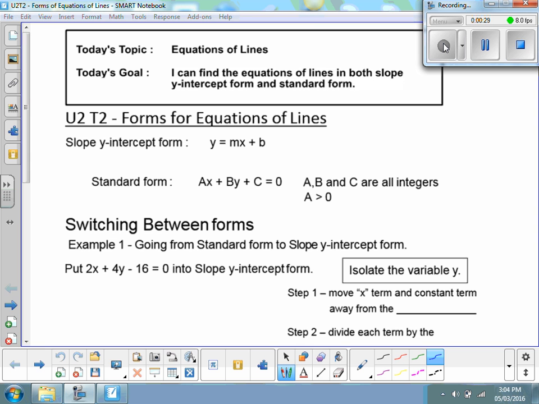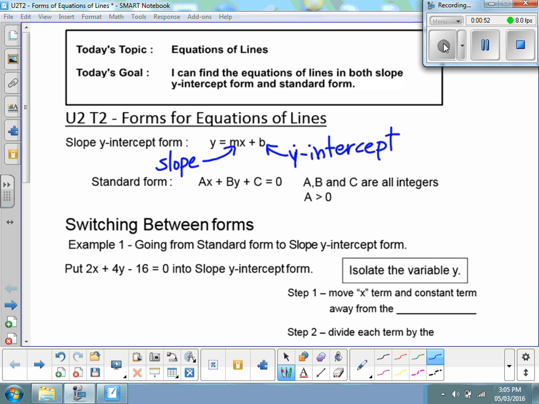So slope y-intercept is pretty obvious. It's called the slope y-intercept form because we can pick out the slope and the y-intercept from the equation pretty easily.